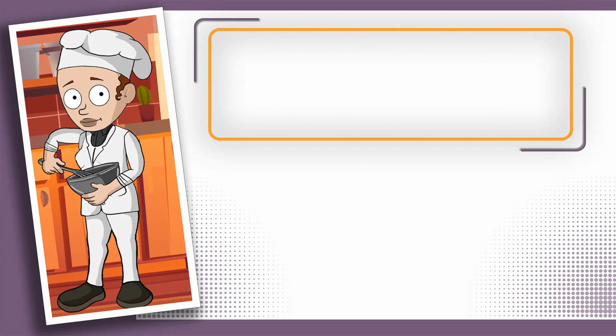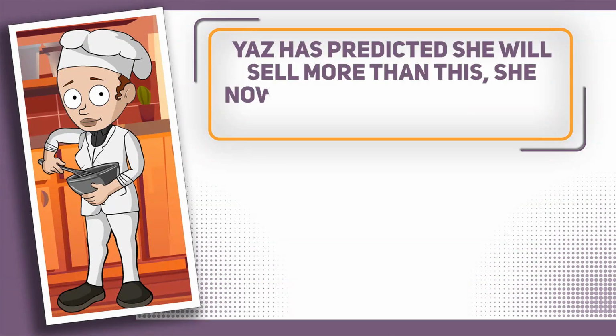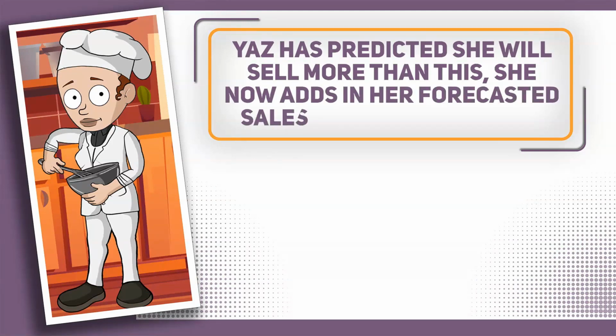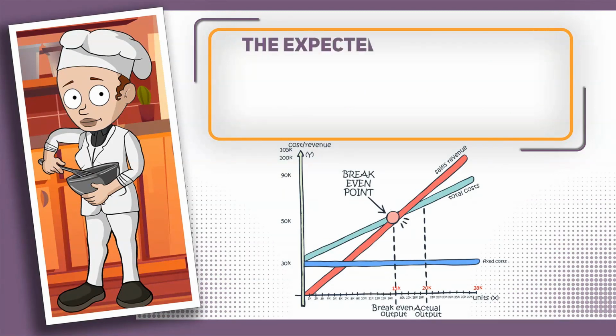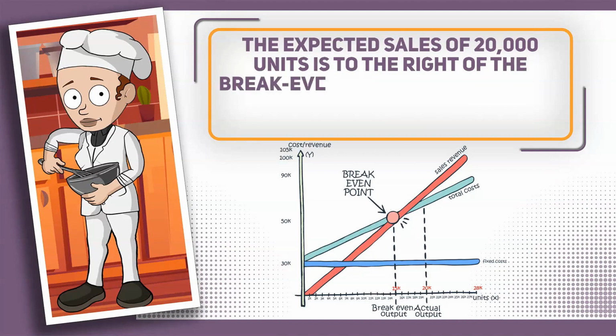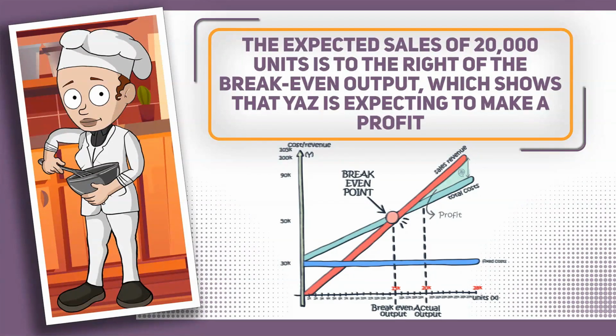Now, luckily Yaz has actually predicted that she will sell more than this. She now adds to the chart her forecasted sales of 20,000 cake jars. So the expected sales of 20,000 units is to the right of the break-even output, which as we know shows that Yaz is expecting to make a profit. Now, if Yaz was only expecting to sell 5,000 units, for example, this would be to the left of that break-even output, and this would mean that she was expecting her business to make a loss.